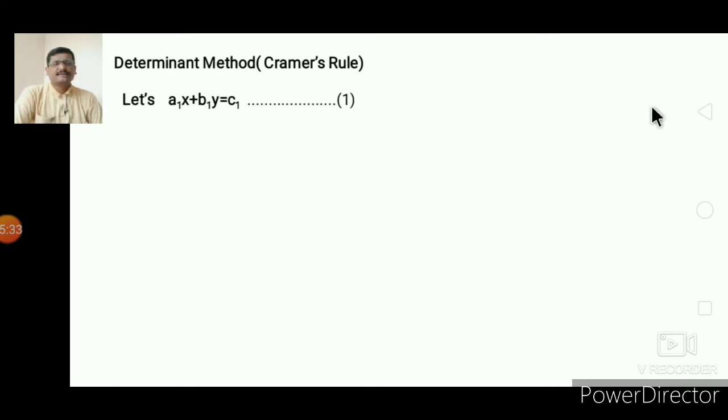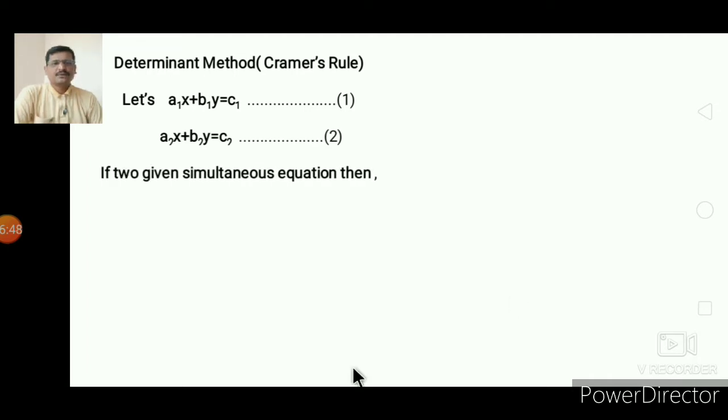First, let a1x plus b1y is equal to c1 be equation first, and a2x plus b2y is equal to c2 be equation second. If two simultaneous equations are given, then first calculate three determinant values. The first one is the determinant D. Its elements are a1, a2, b1, b2, that is, the coefficient of the x variable and the coefficient of the y variable. These elements are contained in determinant D.